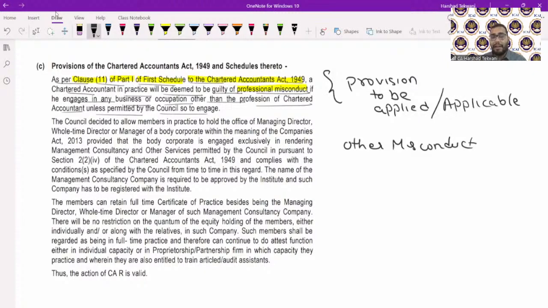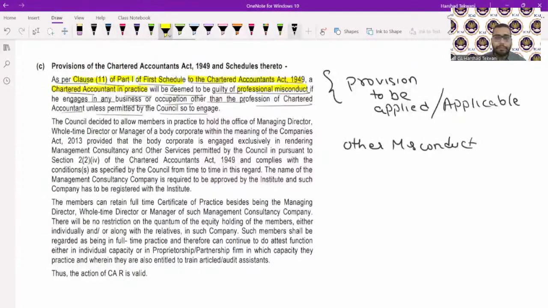Whatever things we are discussing are important and are required to be quoted. The reason is that when I say professional misconduct, in disciplinary actions the punishments or provisions are based on whether it's a professional misconduct or some other misconduct. If I only write misconduct, it can be professional, it can be other. So it is always better to clarify which misconduct we are talking about. Also, even though I have mentioned this is part 1 first schedule, the answer still mentions that it is for a chartered accountant in practice, who will be deemed guilty of professional misconduct.